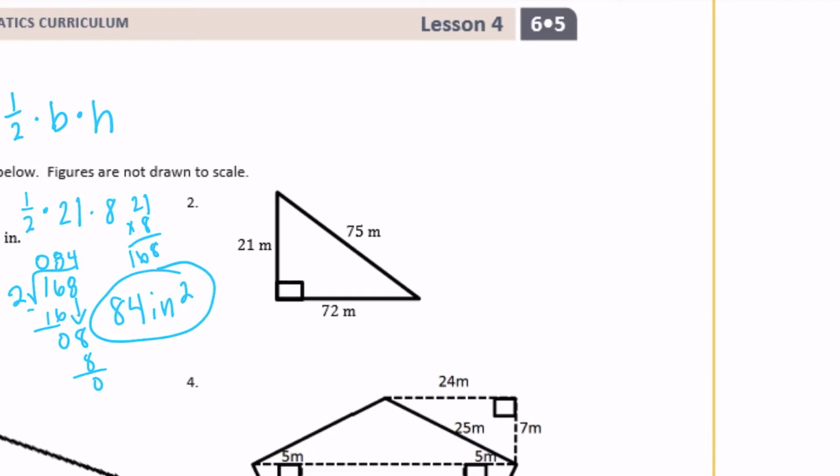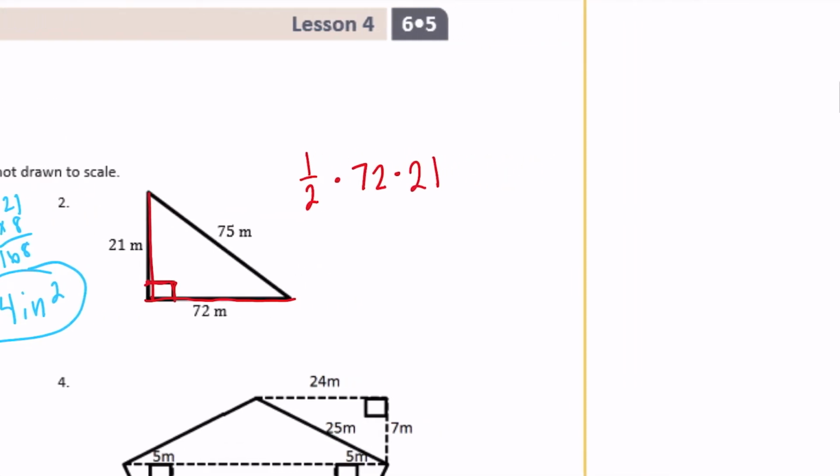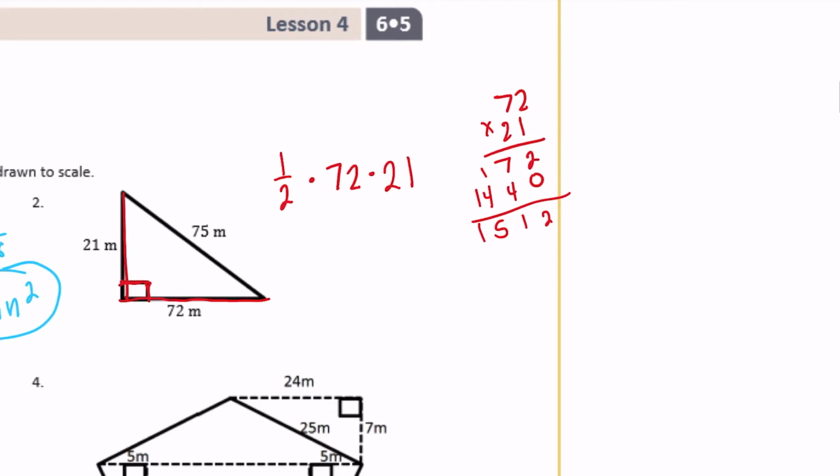Number 2. Okay, so again, 1/2 base times height. So here's the base, 72, times the height where it creates a perpendicular line or a right angle. So let's find 1/2 times 72 times 21. I'll do 72 times 21. That's 1,512, and then we need to find half of that.